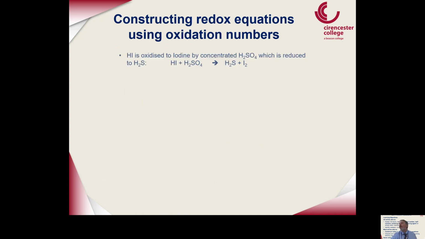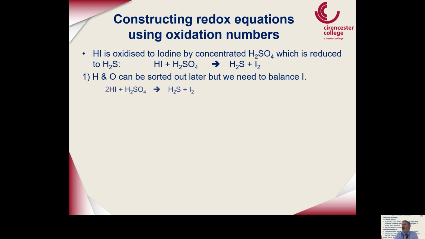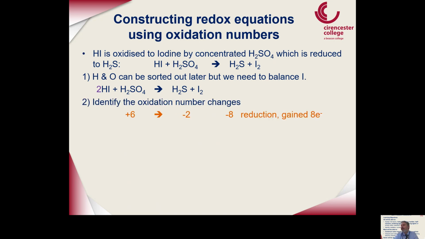Right, so we can construct a redox equation using oxidation numbers. Hydrogen iodide is oxidized to iodine by concentrated sulfuric acid, which is reduced to H2S. Here is the equation. What we're going to do is go backwards and make the half equations. H and O can be sorted out later, but we need to balance the I first. So 2HI, because we've got I2. Now identify the changes. Sulfur has gone from +6 to -2. It's been reduced by 8, so it's gained 8 electrons.